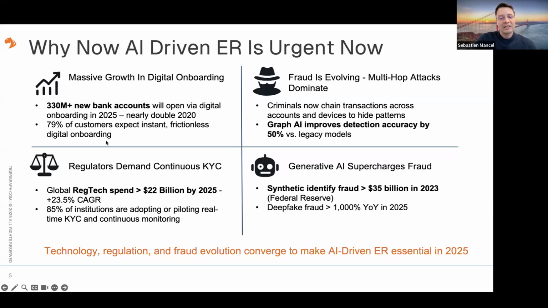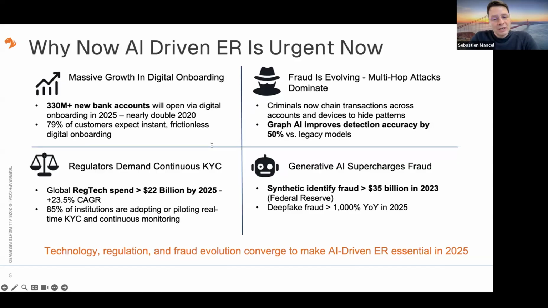Global RegTech spend is expected to exceed $22 billion in 2025, growing at more than 23% annually. And around 85% of organizations are already piloting or implementing continuous KYC frameworks. The expectation is that compliance must be proactive and not reactive.